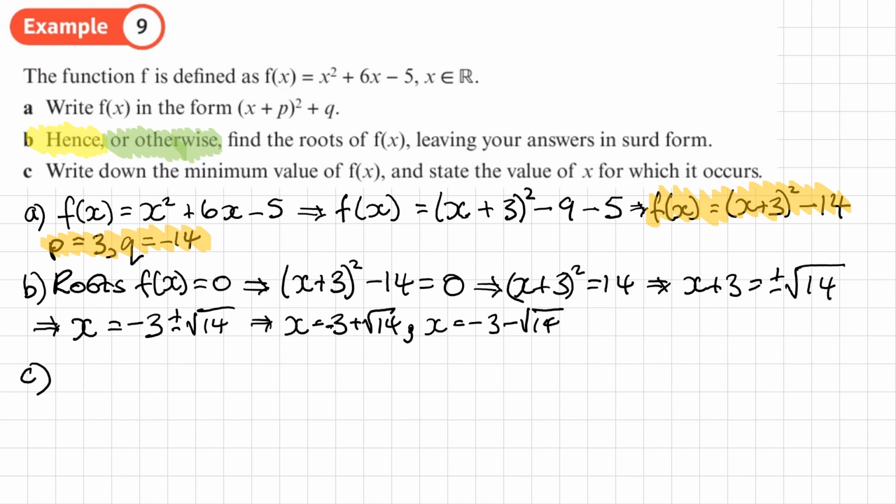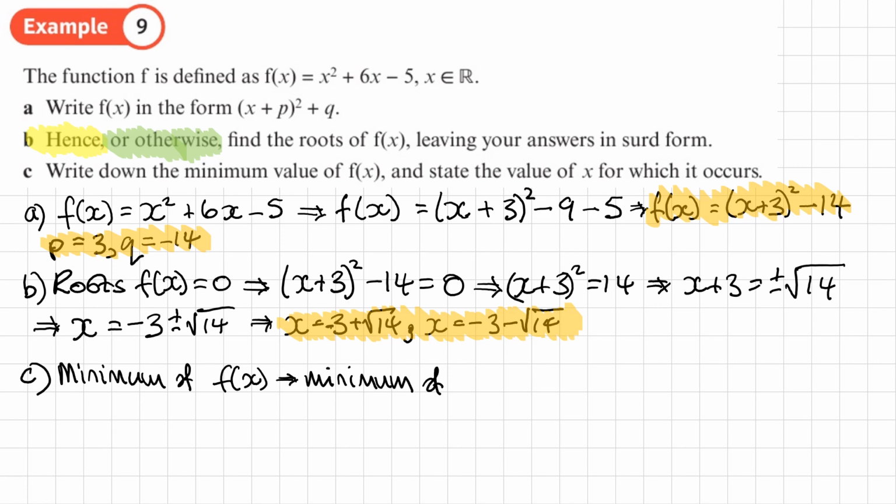Part C. So what we need to do in part C, it says write down the minimum value of f of x and state the value of x for which this occurs. So what we're going to use is the completed square form. So we want to find the minimum of f of x, which basically means finding the minimum of our (x plus 3) all squared minus 14.